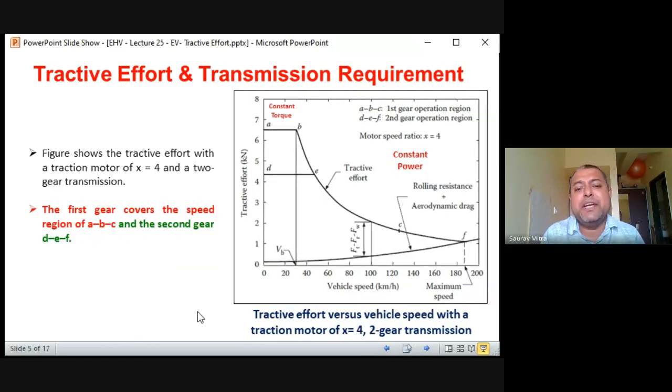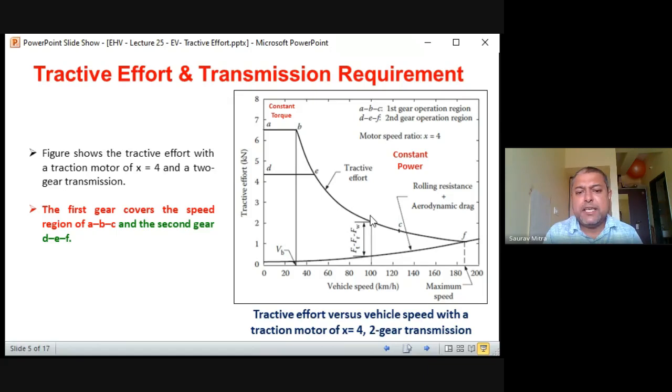Next we are going to see the same kind of graph, but there are only two regions. It is said that tractive effort versus vehicle speed with a traction motor of x is equal to 4. Why x is equal to 4? Because in this case the highest gear is second gear. There is no third gear. So first gear characteristic is same, second gear characteristic is DE, and this is F. So DEF is the second gear characteristic.